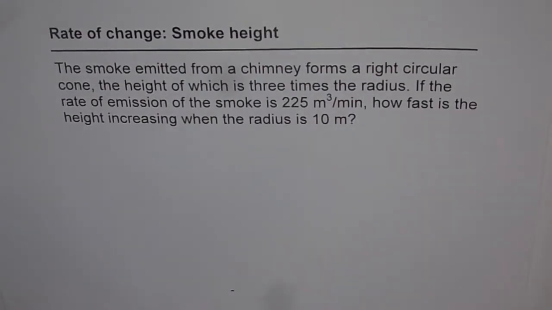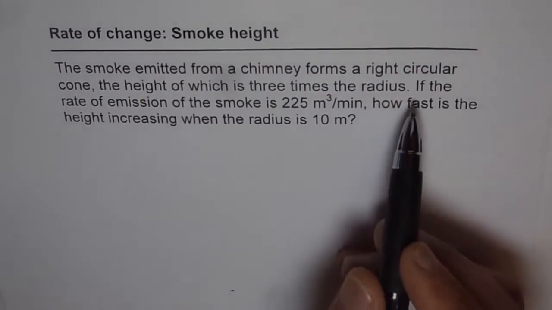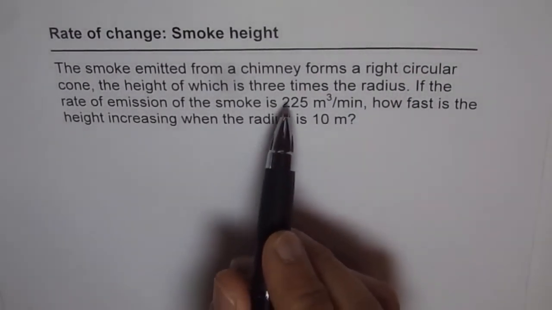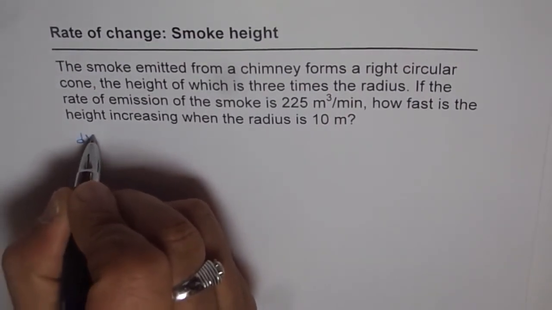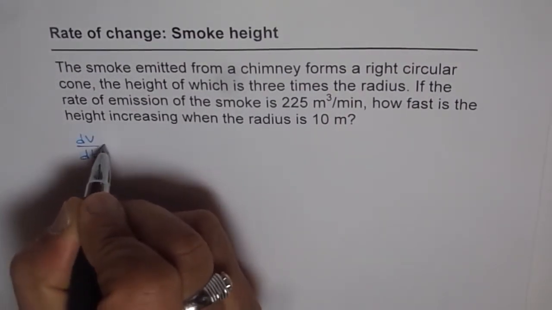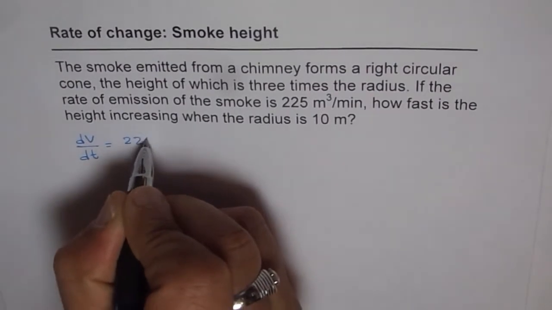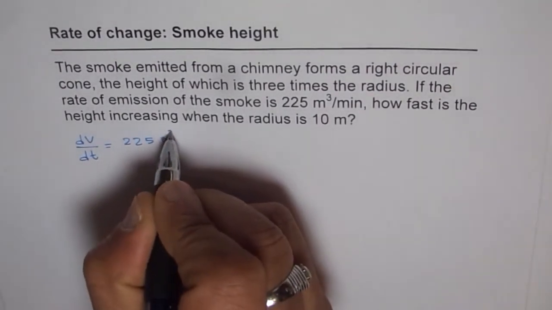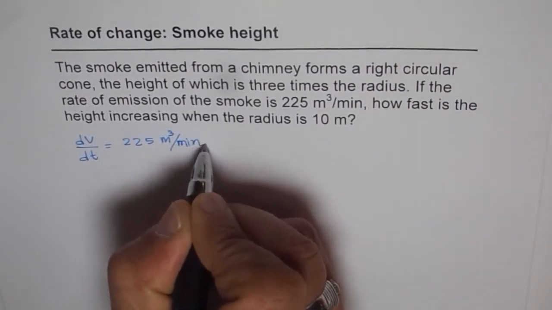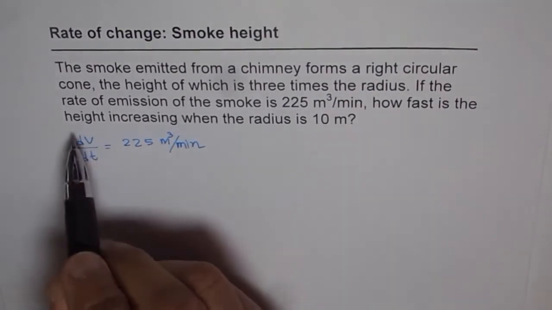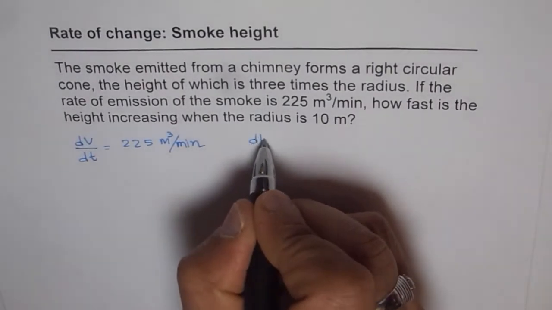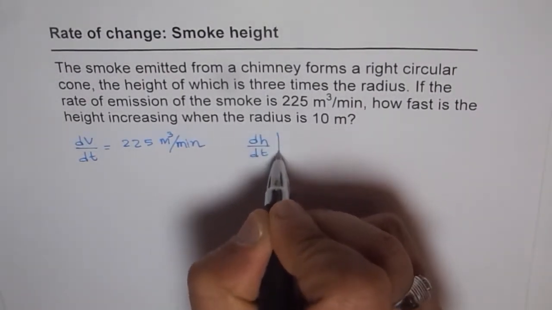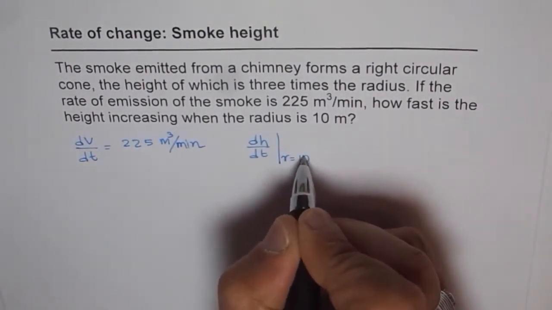So when we read this question, we should write down whatever is given to us. It says the rate of emission of the smoke is 225 meter cube per minute, that means dV/dt is given to us, right? So dV/dt equals 225 meter cube per minute. How fast is the height increasing when radius is 10 meters? So we want to find dH/dt when radius equals 10 meters, right?